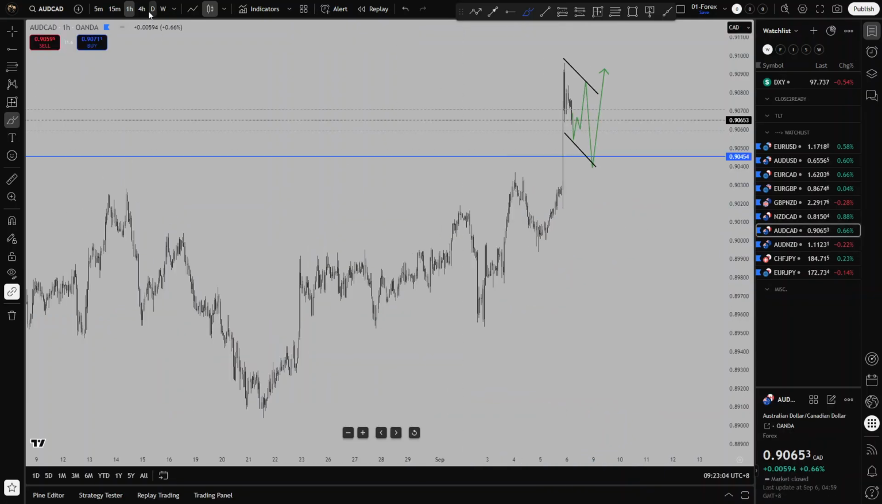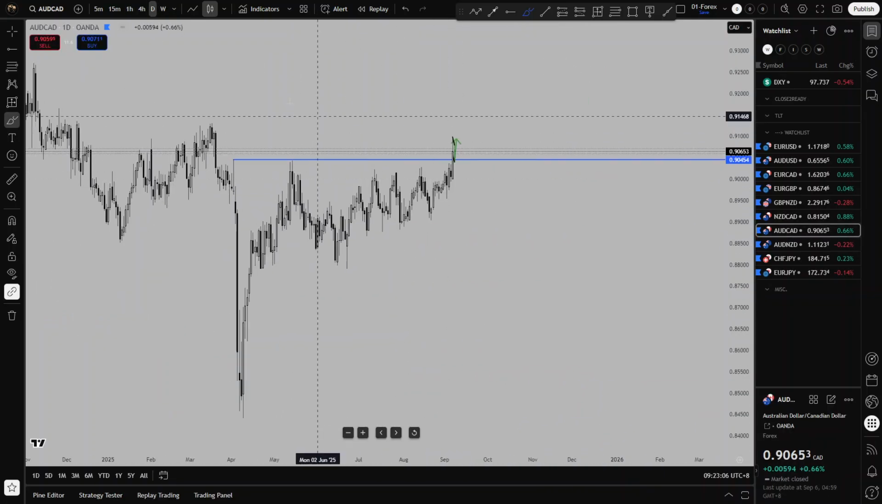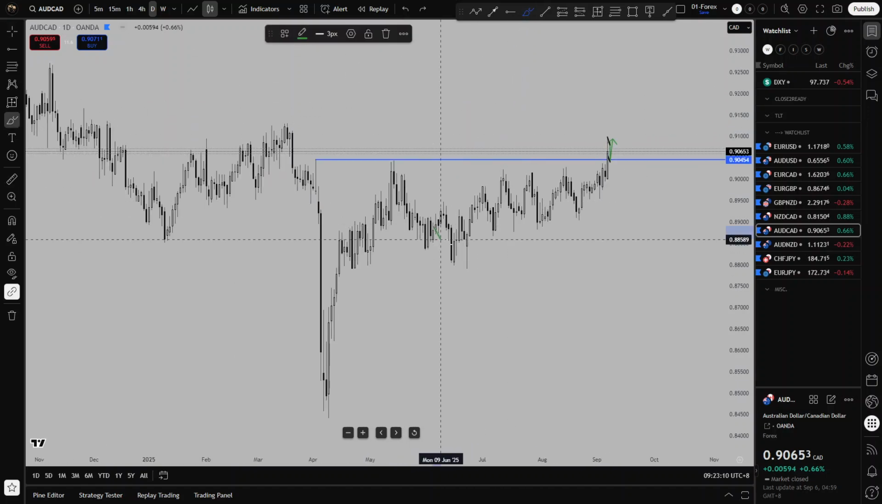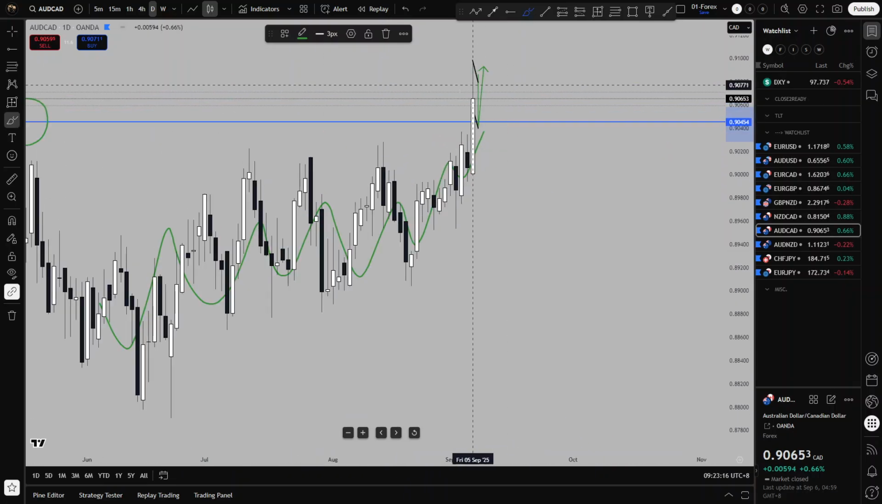Australian dollar Canadian on the daily time frame, we have a similar picture. We had this all corrective price action creeping up, closing the gap into this liquidity area here, and we finished the day a bit weak, so it's a bit undecided.